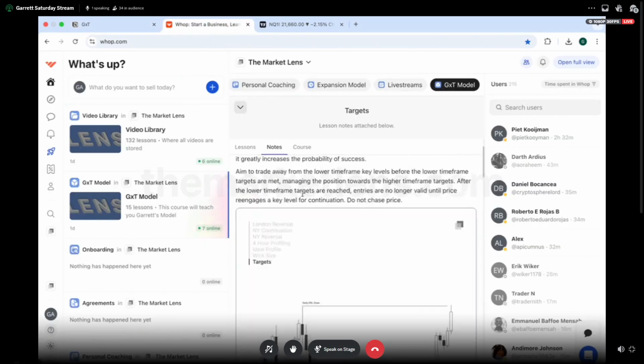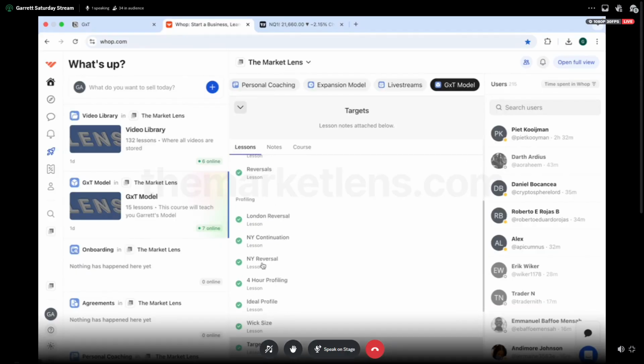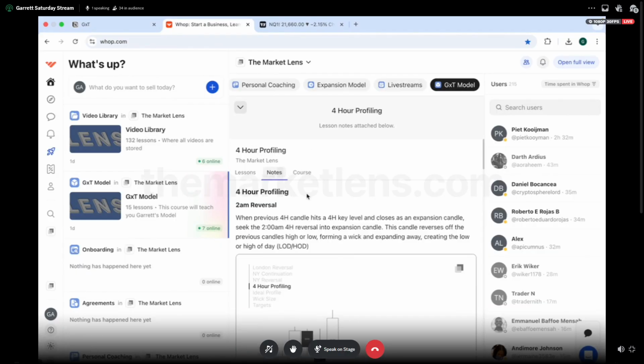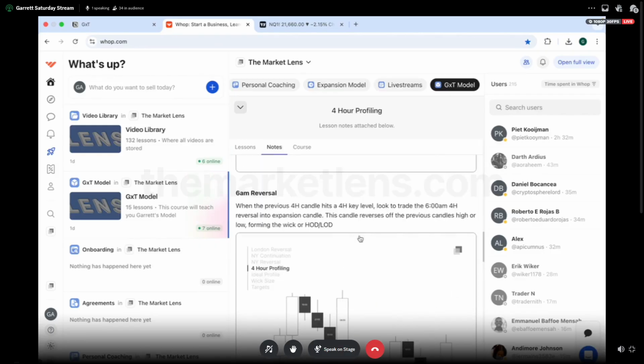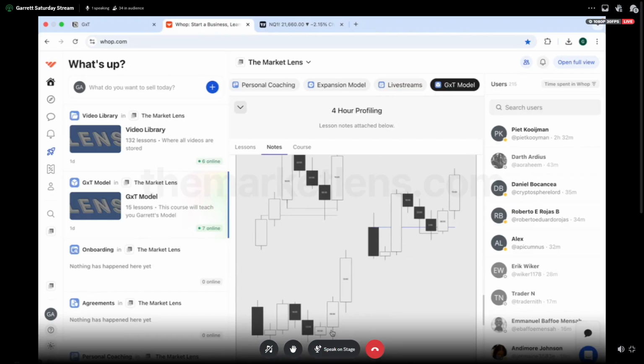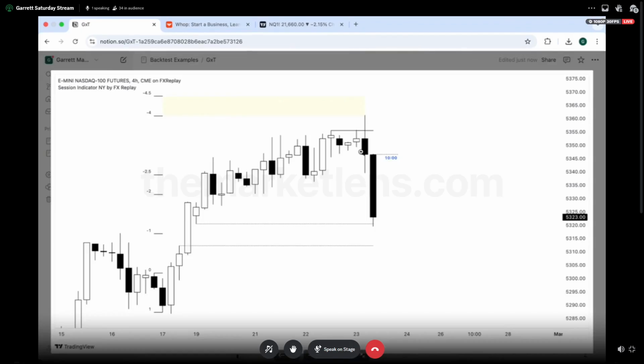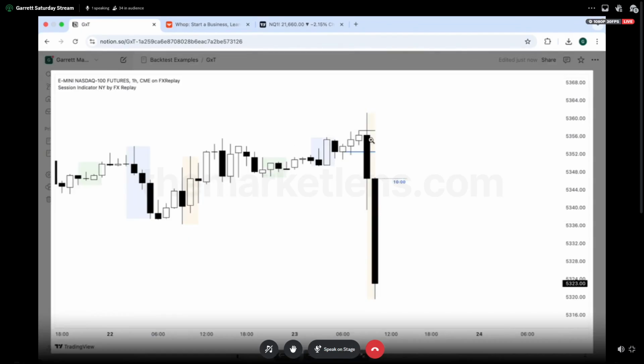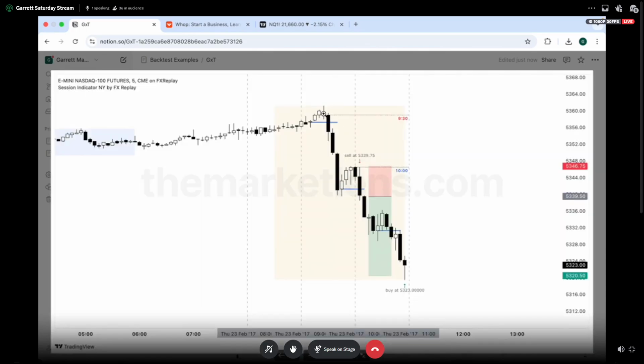If we look here, we just look at 4-hour profiling for 10 a.m. continuation right here. This is exactly right. 6 a.m. manipulation, 10 a.m. continuation. Right, 6 a.m. manipulation, 10 a.m. continuation. Are we opening up within a fractal model? Yes, right. We have a candle to closure. We're just opening up. We have yet to take out this relevant objective, so ideally you want to get in before we take out this low, which is what we do.